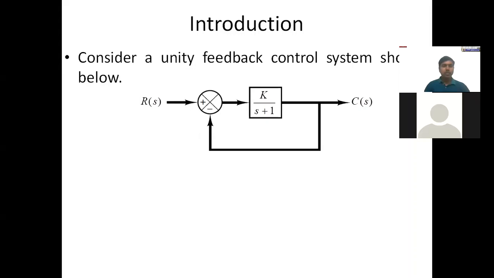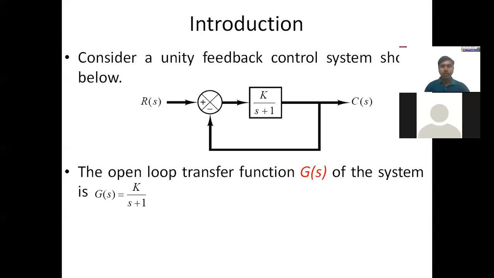See in this figure, this is a small example of a feedback control system, as you already know. Here the forward system transfer function is K by s plus 1, and unity feedback is applied to this closed loop system. Therefore, this forward gain is called the open loop gain, or simply the open loop transfer function, indicated by G of s. So it is K by s plus 1.